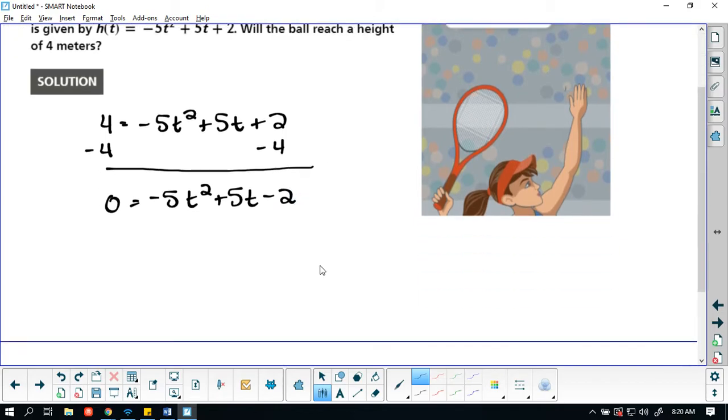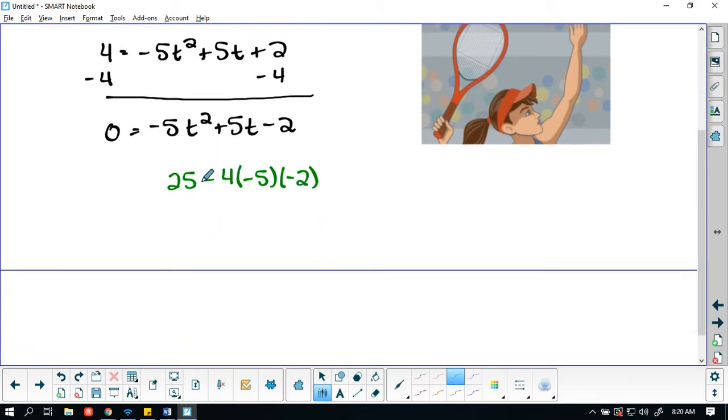I'm going to take the discriminant. I'm going to use the discriminant really quickly to see if I can get actual real roots. Because if I'm having complex roots, we're not ever going to reach the 4 meters. So I'm going to do b squared, which is 25, minus 4 times a, which is negative 5, times negative 2. Okay, so now I'm going to look at this. This is 25 minus 20 times 2, which is going to be 40, and negative times a negative times a negative, so that's minus 40.